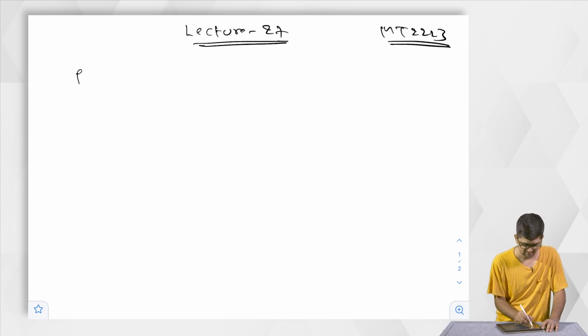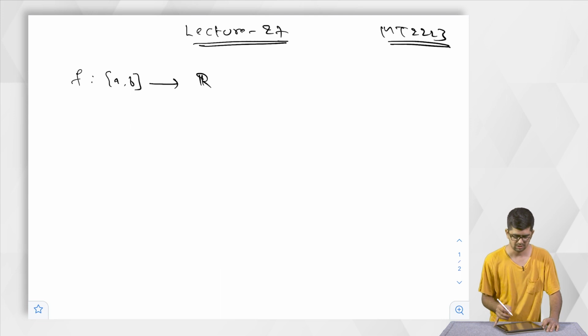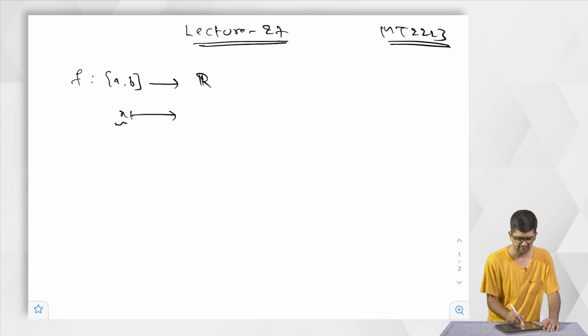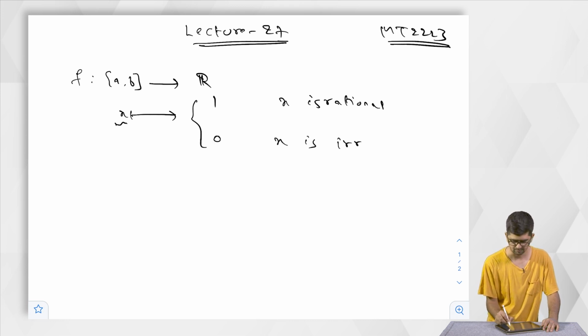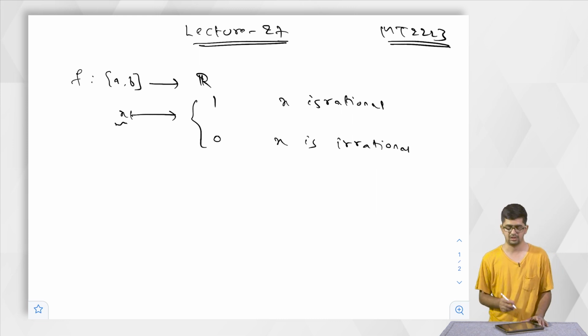So consider the function f on some closed interval [a, b], and for x in [a, b], we define it to be 1 if x is rational, and we declare it to be 0 if x is irrational. Now let us check if this is an integrable function or not. I already said it is not integrable, but we will see the reason why.